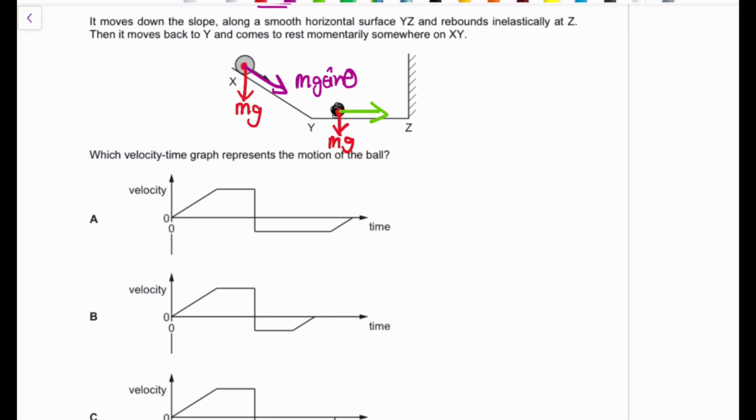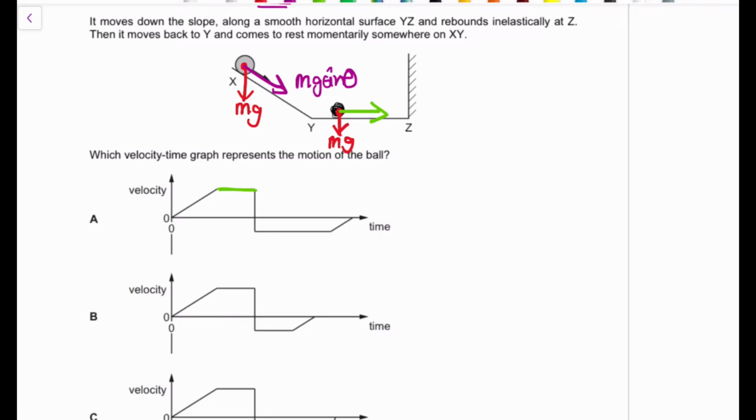But as it moves very slow, it will take a longer time to travel than it once did because it's now slower, right? So it's literally going to take a long time. So this distance, which represents where it's just on YZ, is going to be very long because it's now moving slower. It has lost its energy. Its kinetic energy has reduced. So it's going to travel very, very slowly until it reaches point Y.